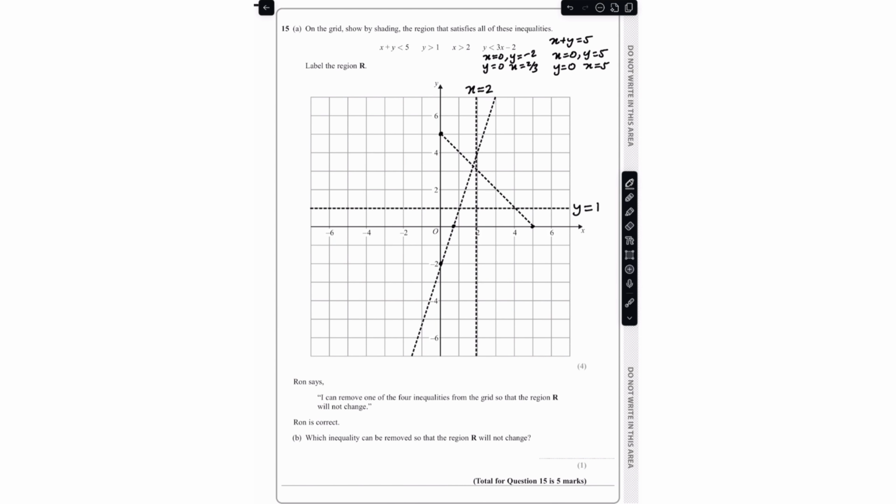And so now I have all of my lines for each of my inequalities, so I'm going to very quickly label each of them. So the equation of this line is y equals 3x - 2, and the equation of this line is x + y equals 5.